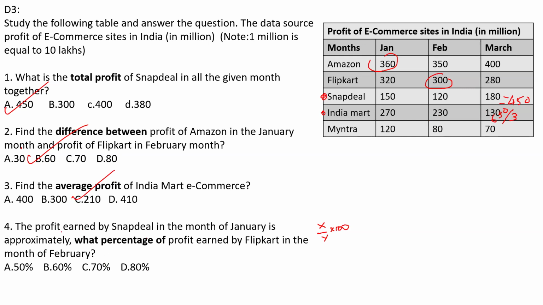Next, here comes the next level, moderate and advanced level. I told you, these questions are moderate and advanced level based on the question. So profit earned by Snapdeal in the month of January is 150. So 150 divided by the average profit earned by Flipkart in the month of February, which is 300. So X by Y, like half, right? 1 by 2, 50%.